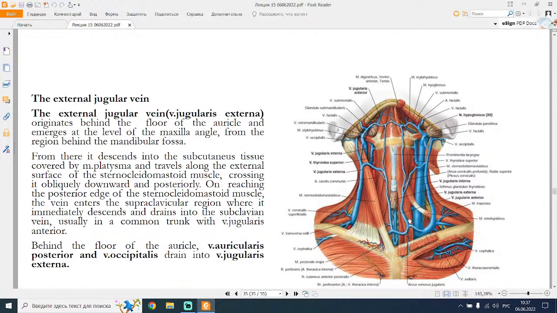Behind the lobe of the auricle, vena auricularis posterior and vena occipitalis drain into vena jugularis externa. Vena occipitalis and vena auricularis. Here you see only vena occipitalis, draining into vena jugularis externa.